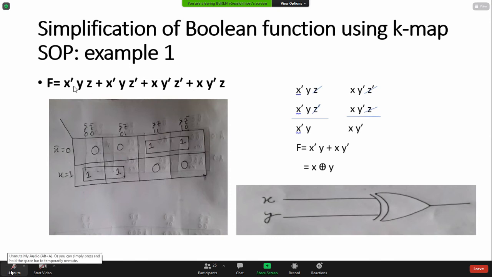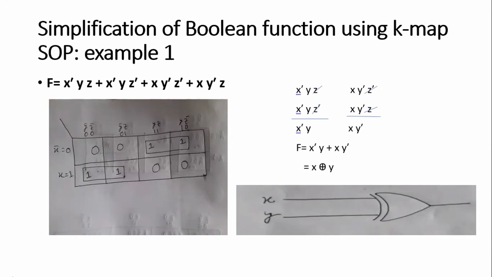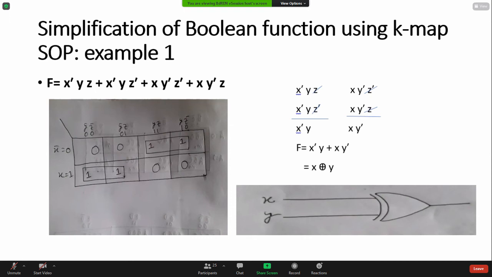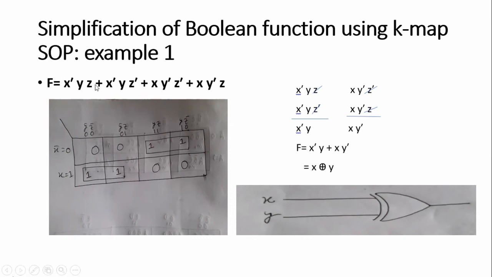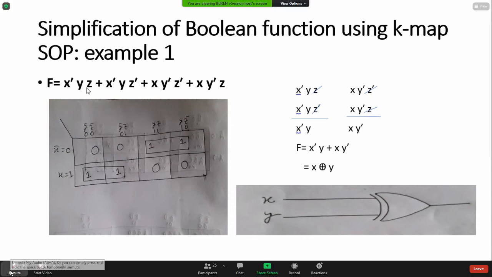See, this function is in SOP form. What is SOP? Sum of product. So there is a product x, y, z. After that there is a plus sign. That means sum. Sum of product form. That's why we will apply the SOP. How many variables are there? There are three variables, X, Y, Z. So at first we have to construct the three variable Karnaugh map.